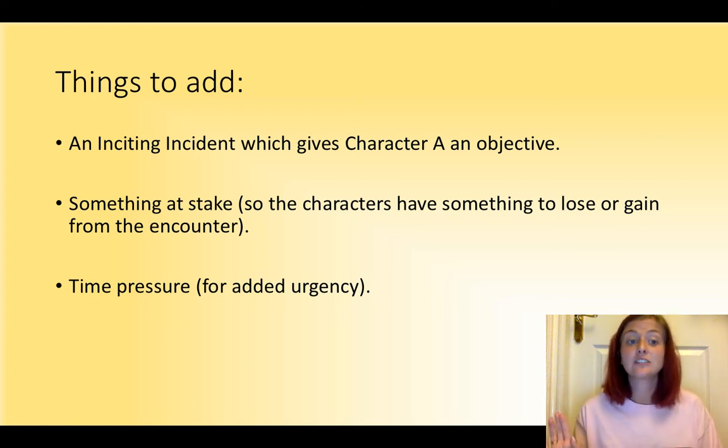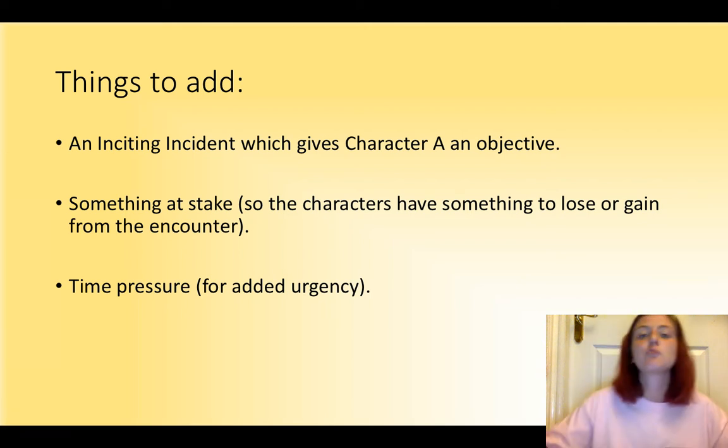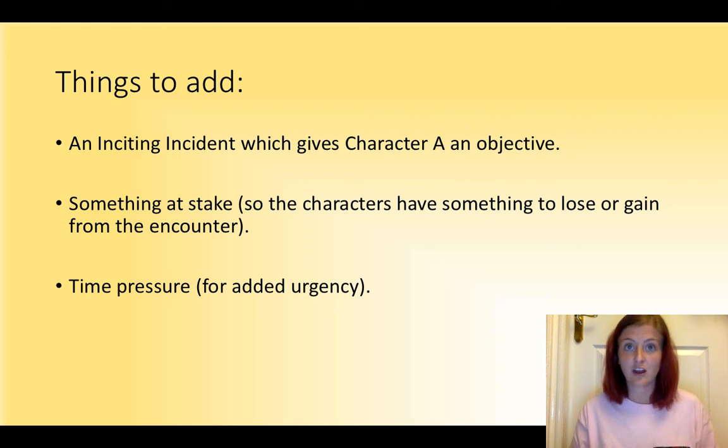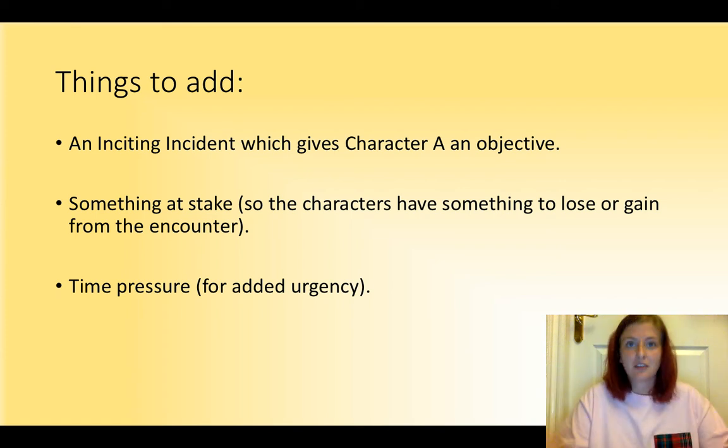Another thing to add: there should be something at stake. So the characters have something to lose or gain from the encounter. There's a reason that they're both talking to each other, that they both want something from the other person. You could also add time pressure for added urgency. So there's something they have to get done before a certain point, or they only have a limited amount of time to do something. It all adds urgency and it all makes things more interesting for your audience.